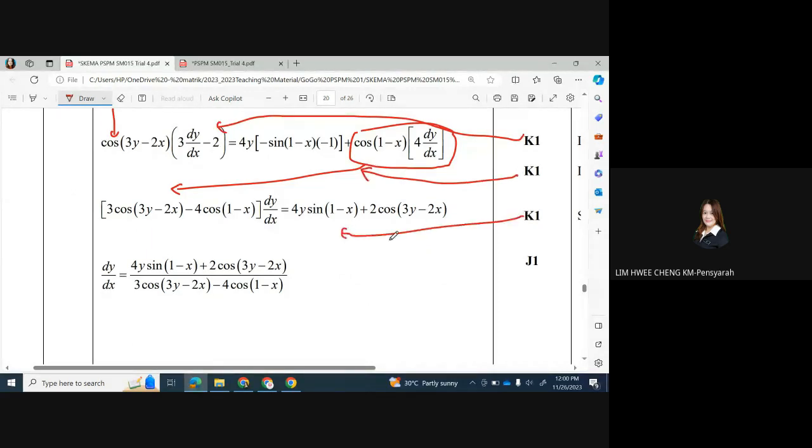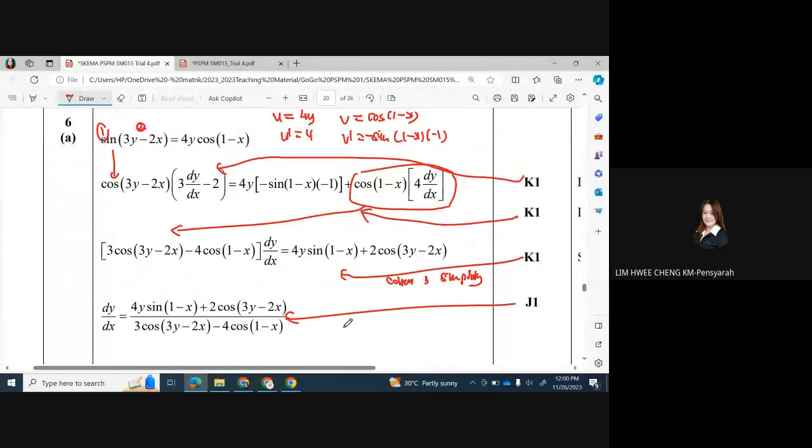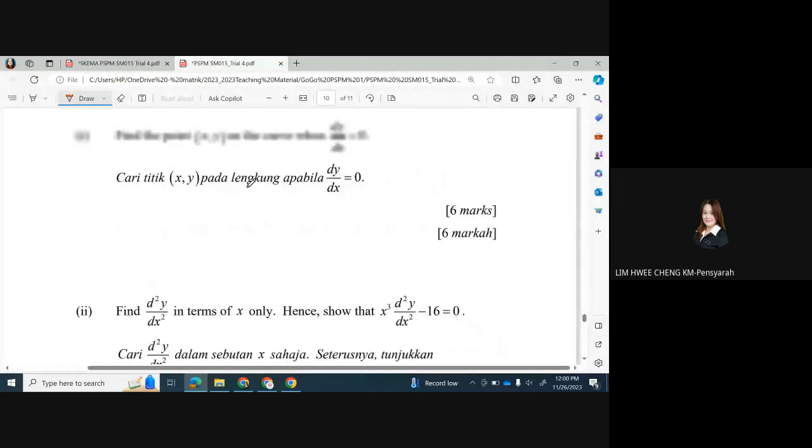Ini we collect and simplify. And this is the final answer. Okay, ini adalah final answernya. Nak cakap susah, dia tak berapa susah, dia hanya buat one by one. Lepas tu, maksudnya your first round mesti correct lah, mesti betul.